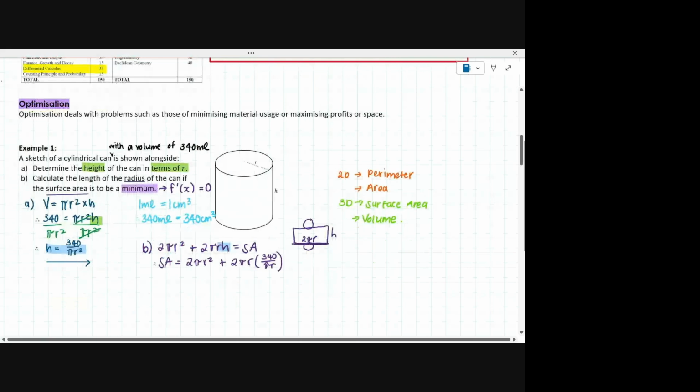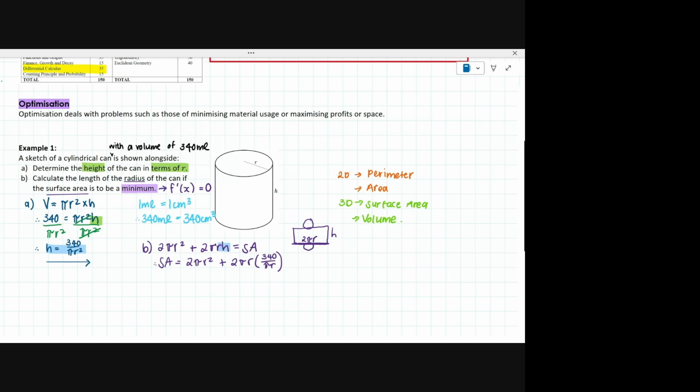Like I said, we want to figure out where the surface area is a minimum, so we are going to have to find the derivative. But remember, in order to find the derivative, you have to simplify. So we're going to simplify the situation. This first term is fine. The second term I need to multiply.